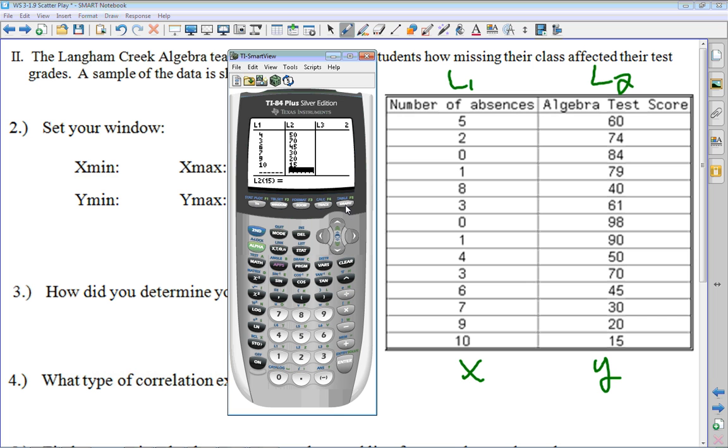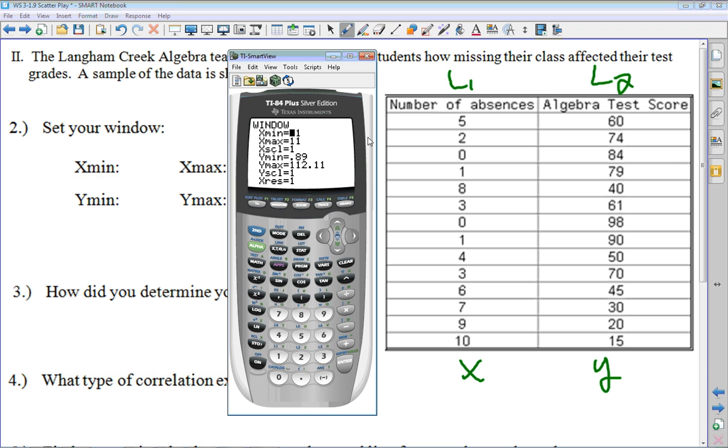Now, remember, if I press graph, I don't see anything. So I have to go second y equals, enter, enter. Turn on your stat plot. Now when I graph it, I still don't see anything. All right, the easy way to do it is press zoom and 9, and it will give me my correlation. What type of correlation does it have? From left to right, it's going down. That's a negative correlation.